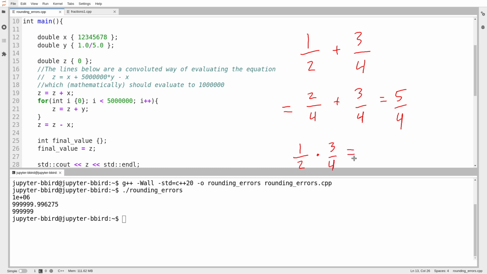So this is covered by a prerequisite of this course. I think it's like 5th grade or something. So 1 times 3 is 3, and 2 times 4 is 8. So 1/2 times 3/4 is 3/8. Notice again, fraction times fraction equals fraction.